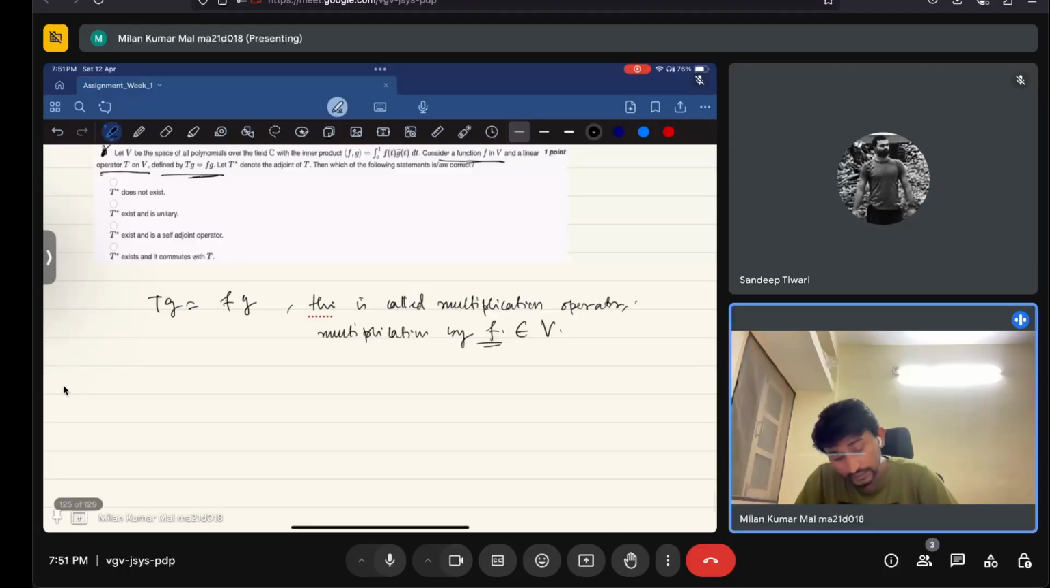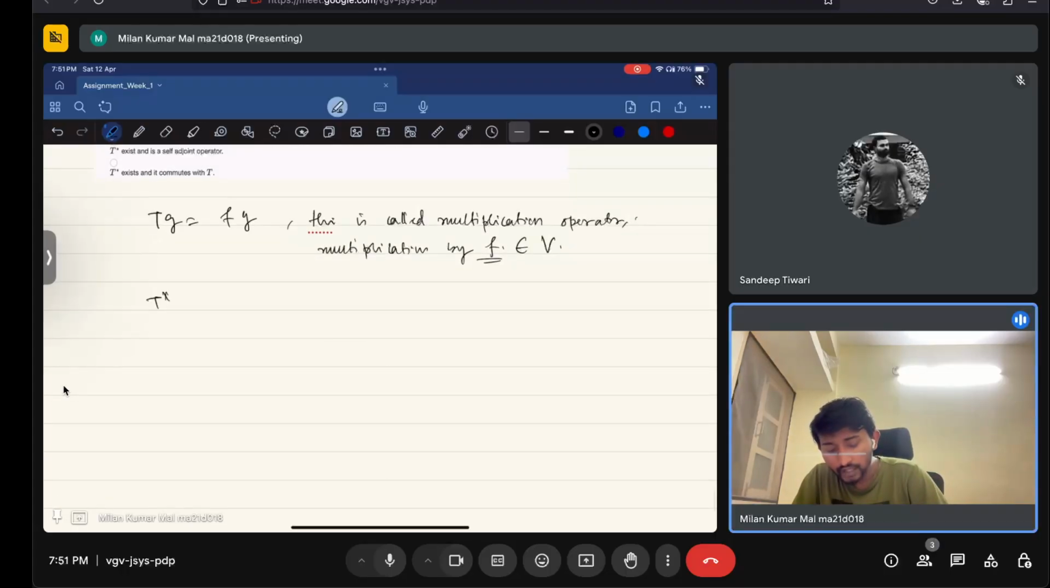Okay, so what is T star? I just want to find what T of h is. Let h belong to the vector space V, and consider T h with some other element p in V. So what I can write is, by the definition of the adjoint, we can write this way.